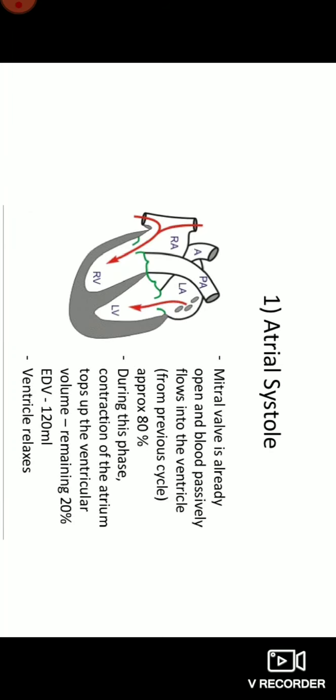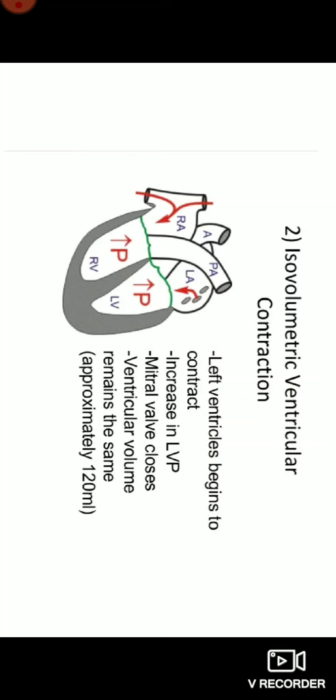Atriosystole: the atria contract, the mitral valve being already open, and blood passively flows into the ventricle. During this phase, contraction of the atrium tops up the ventricular volume while the ventricles relax. So blood flows into the ventricles. Next is the isovolumetric ventricular contraction. When the left ventricle begins to contract, there is an increase in left ventricular pressure. The atrioventricular valves close, the mitral valve closes, while the ventricular volume remains the same as the valves are closed. So it is isovolumetric ventricular contraction.